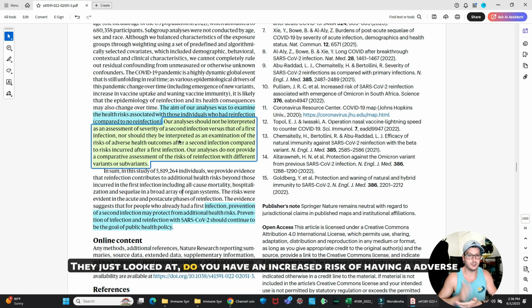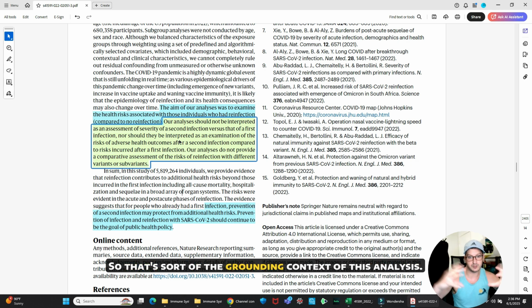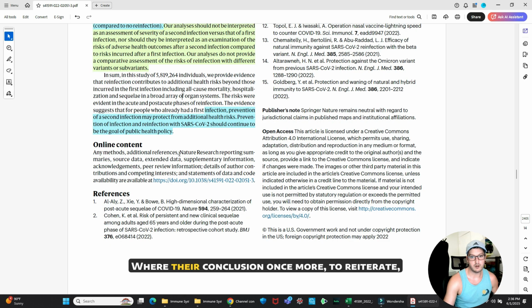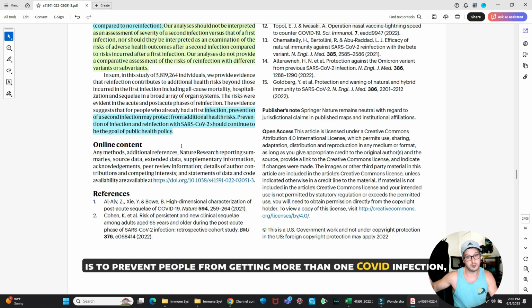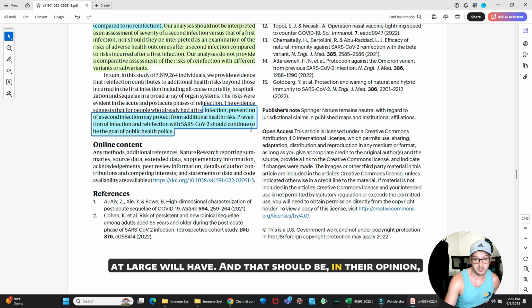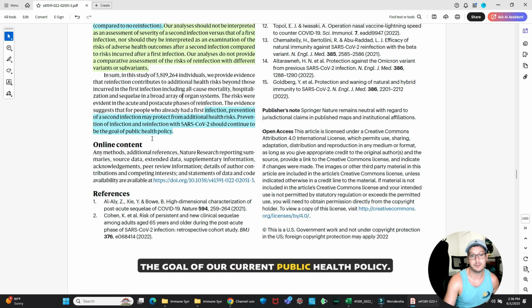They just looked at, do you have an increased risk of having an adverse health event if you have one COVID infection versus no COVID infections, or more than one COVID infection versus just one COVID infection, or more than one COVID infection versus no COVID infections. So that's the grounding context of this analysis, where their conclusion, once more to reiterate, is to prevent people from getting more than one COVID infection, because the more COVID infections you get, the worse health outcomes the population at large will have. And that should be, in their opinion, the goal of our current public health policy.